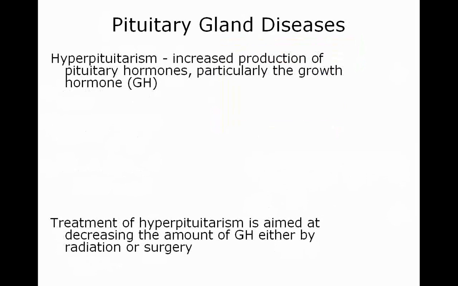As far as disorders of the pituitary gland, looking first at hyperpituitarism, which refers to an increase or an oversecretion of the pituitary hormones. The effect is particularly seen when the growth hormone is overproduced. The treatment of any hyperpituitarism is going to be aimed at decreasing the amount of growth hormone, or actually decreasing the amount of all these pituitary hormones being produced. That's usually accomplished by surgery, removing part of the gland, or by radiation destroying part of the gland.